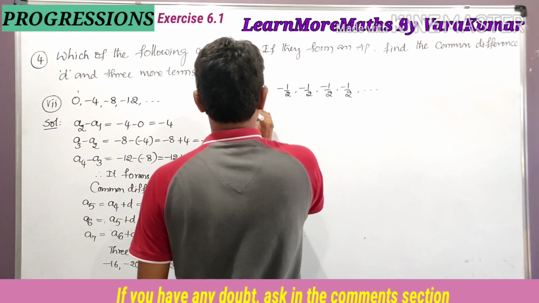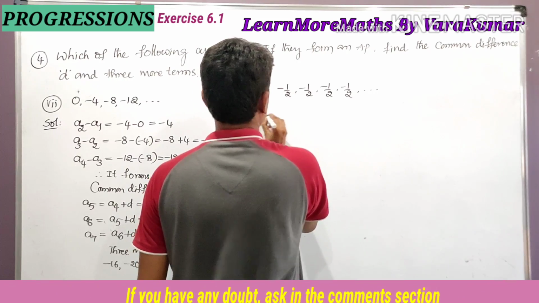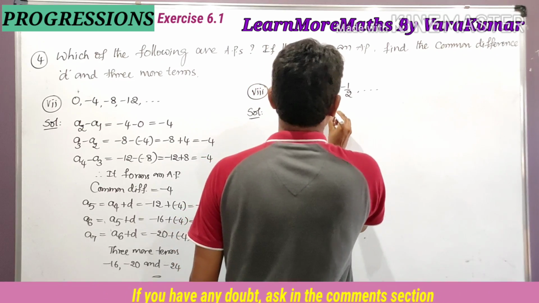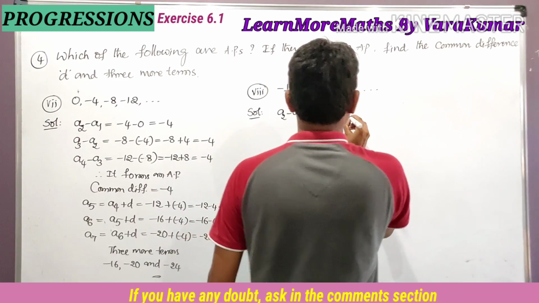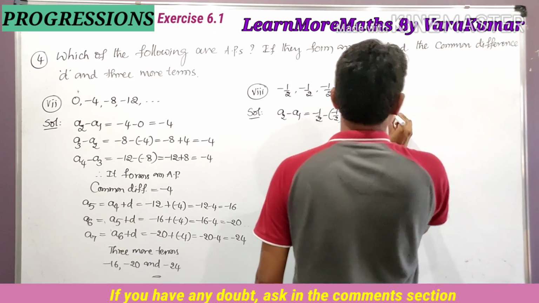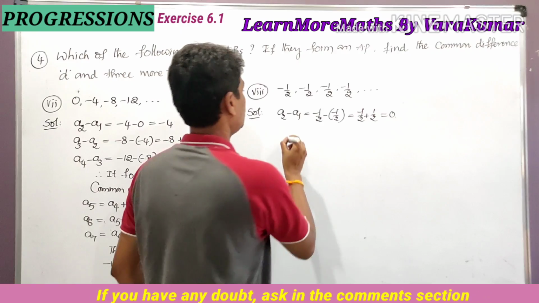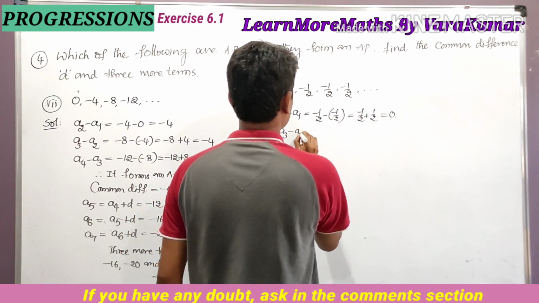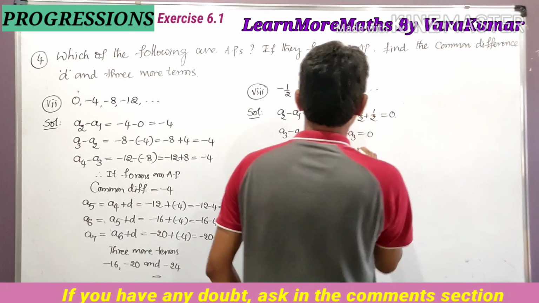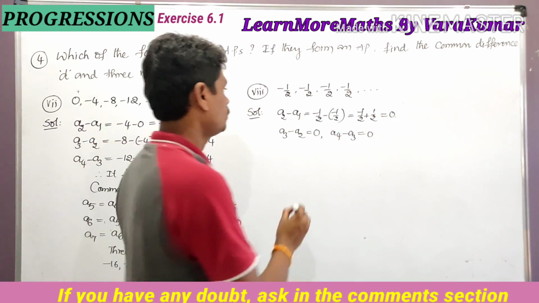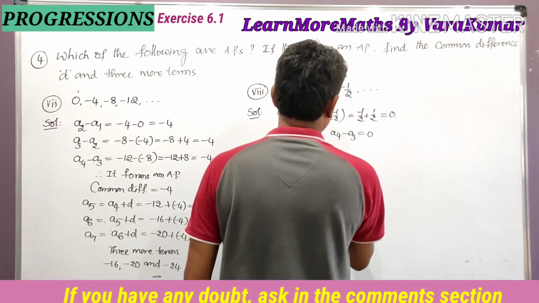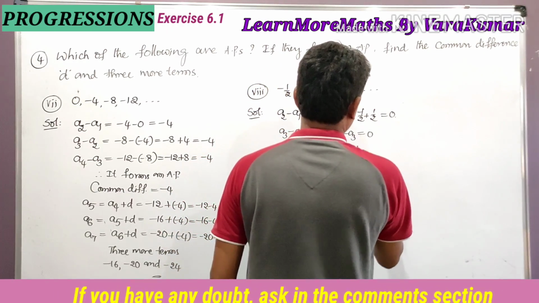So student, again we have to check whether it forms an AP or not. Here A2 minus A1 is equal to minus 1 by 2 minus of minus 1 by 2. So here we get minus 1 by 2 plus 1 by 2, which is 0. In the same way A3 minus A2 is also 0, and A4 minus A3 is also 0. So all are minus 1 by 2 only. Therefore the common difference is same. It forms an arithmetic progression.